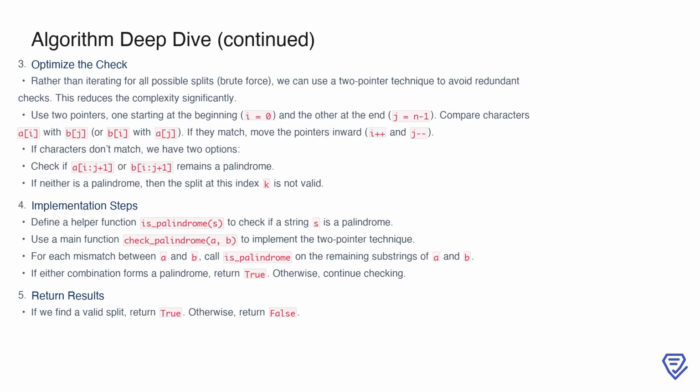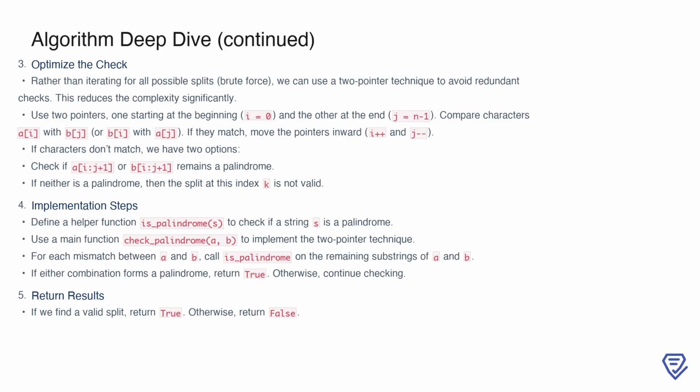To optimize this process, rather than checking every possible split through brute force, we can use the two-pointer technique. This strategy significantly reduces redundant computations. Here's how it works: we use two pointers, one starting at the beginning of the strings, i equals 0, and the other at the end, j equals n minus 1. We then compare characters from A and B at these positions. If A[i] matches B[j], or B[i] matches A[j], we move the pointers inward by incrementing i and decrementing j. This ensures we only check the critical parts of the strings.